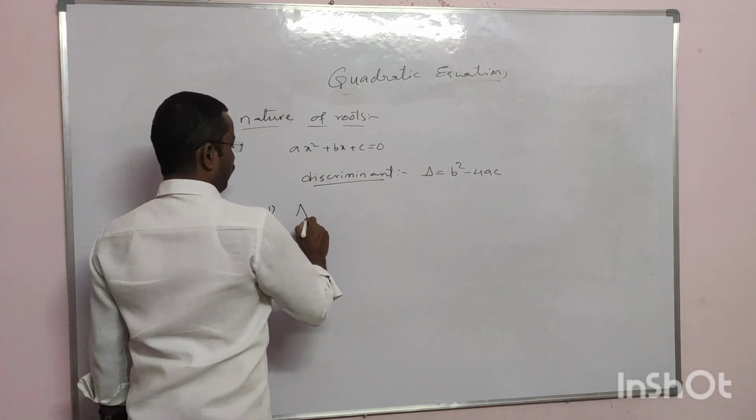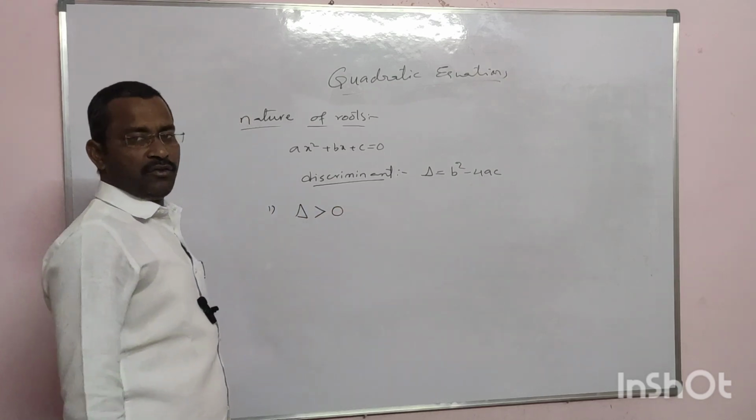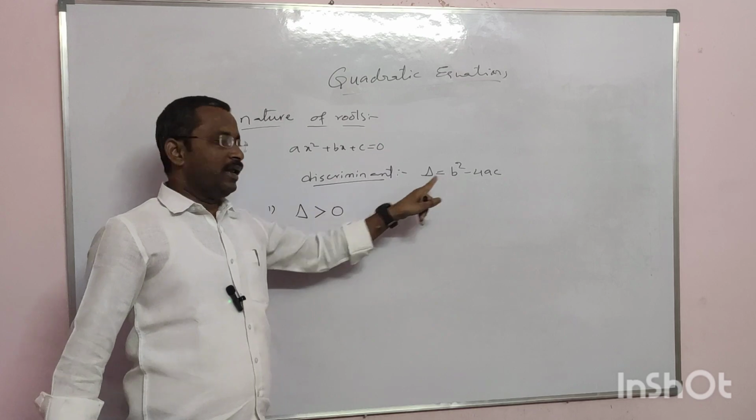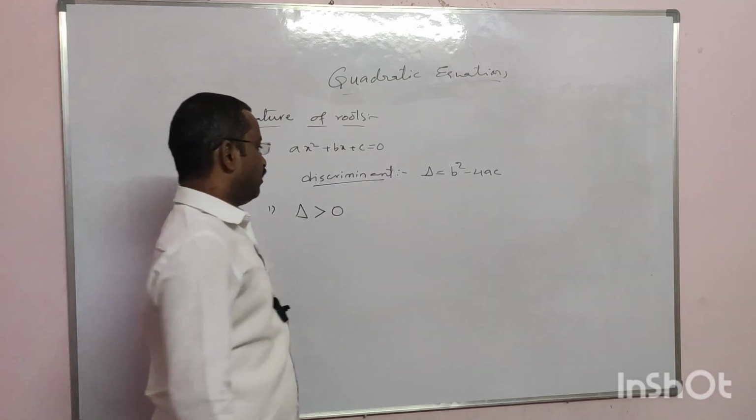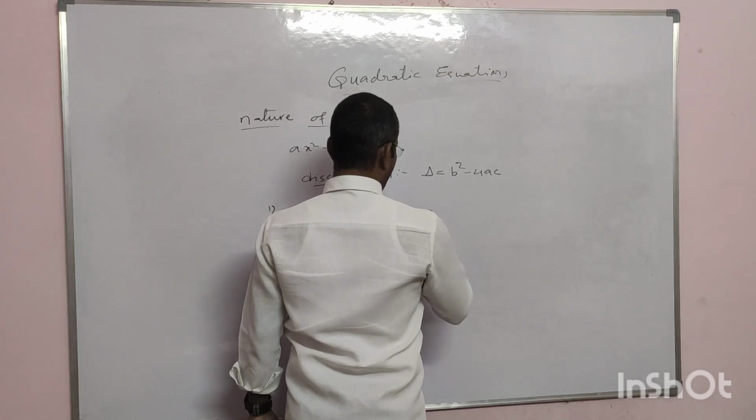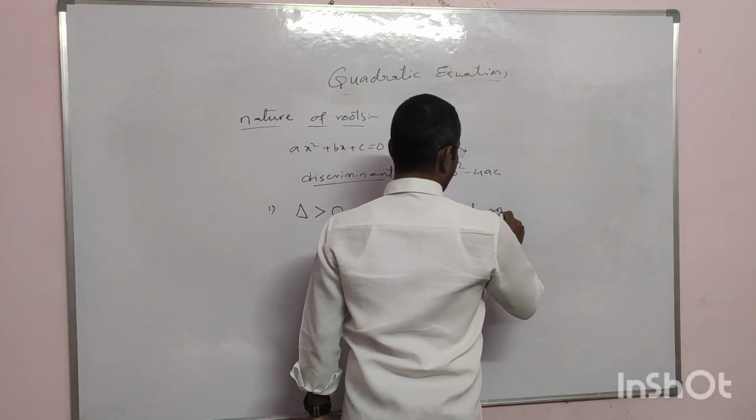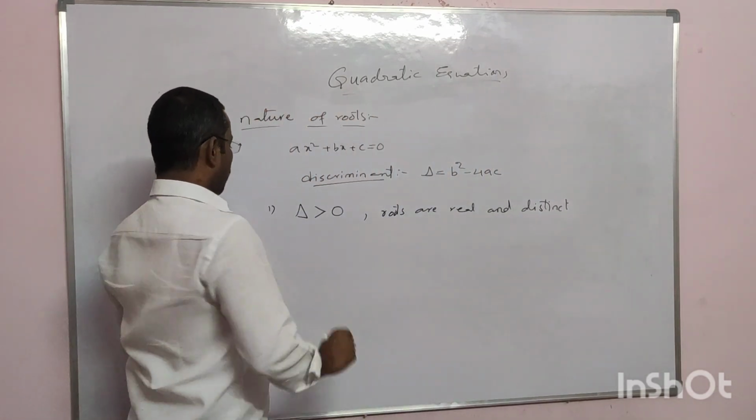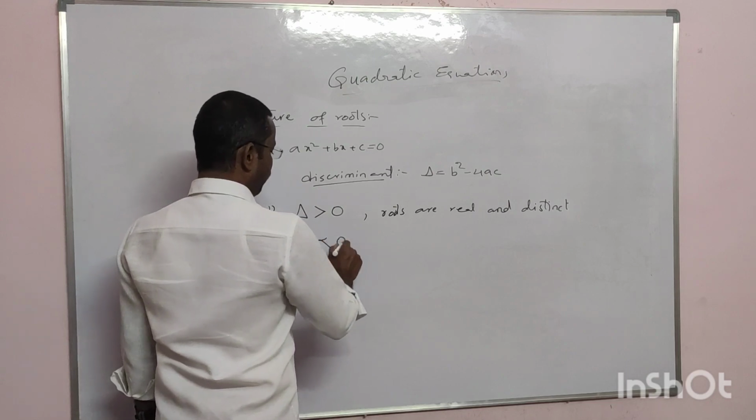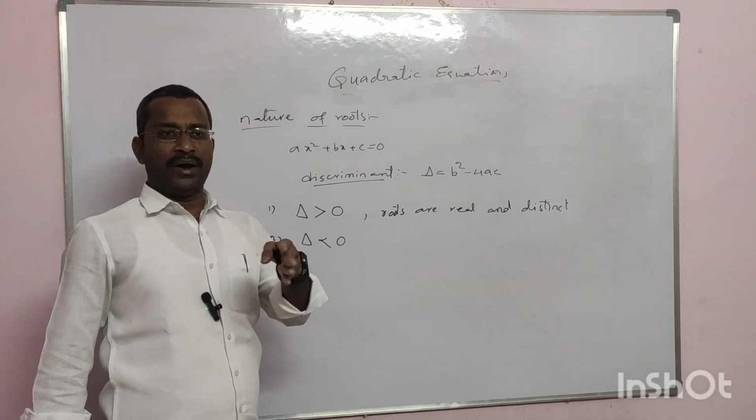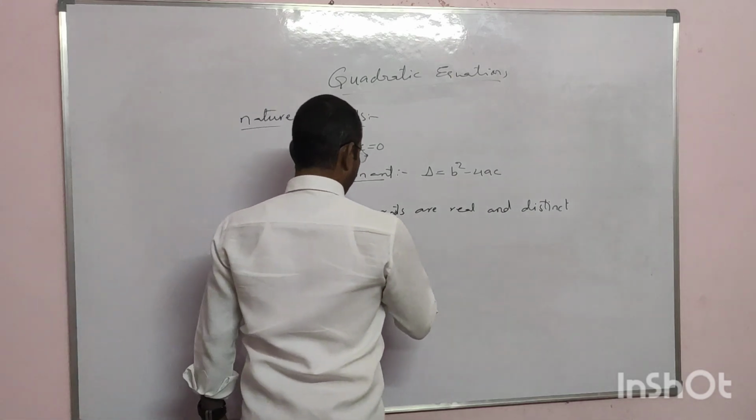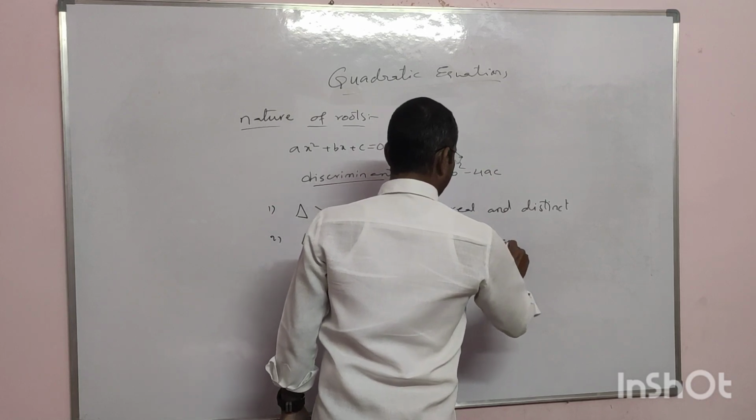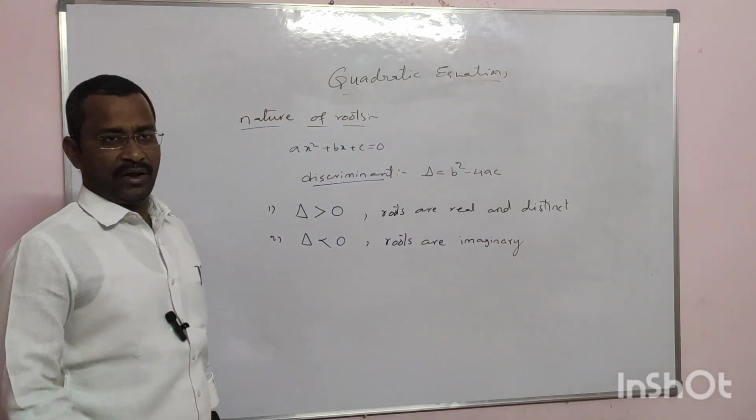Let's take point 1. If delta value is greater than 0, that means if you are getting positive values by doing b squared minus 4ac, if you get any positive value, say delta is greater than 0, then you write the statement: roots are real and distinct. And the second case, if you get delta is less than 0, means you are getting negative values, minus 1, minus 2, and so on. What will you write? Roots are imaginary. Don't say real and imaginary, only imaginary.